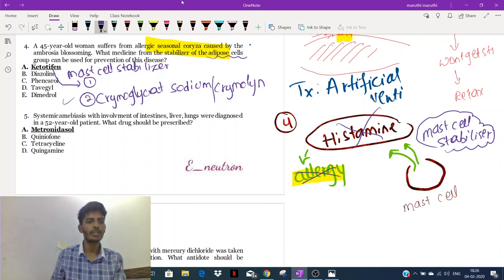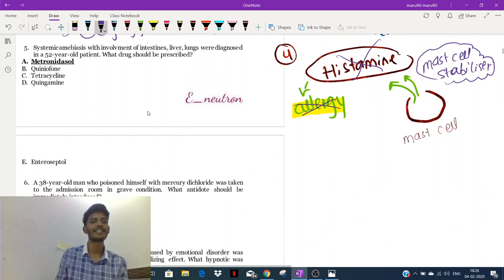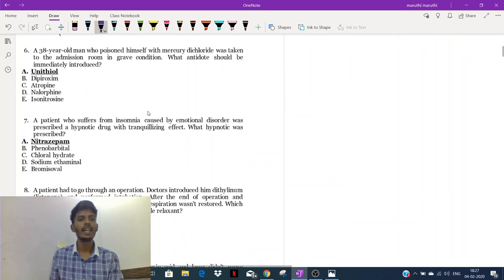The next question, systemic amoebiasis. See, we got back the question. We already know the answer. Systemic amoebiasis with the involvement of intestine, liver, lung, diagnosed in a 52-year-old patient. What drug should be prescribed? The answer would be metronidazole. Among the other options given, none of them are anti-protozoal or anti-amoebic drugs. So the only drug which can be used will be metronidazole. Clear? The spelling given here is wrong. Now let's go.